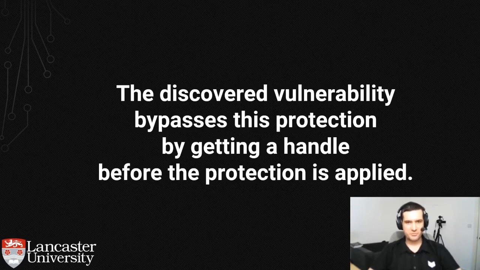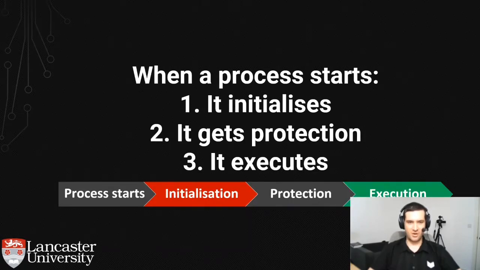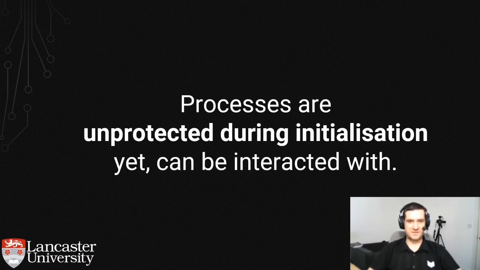Using different methods, we can obtain a fully privileged handle before the driver implements filtering. This is, in our opinion, caused by the sequence of operations happening when a process starts. When a process starts, it first initializes, then gets protection, and finally executes. This simple timeline alone allows us to see why this is problematic. Processes are unprotected during initialization, yet it is already possible to interact with them. Most notably, it is possible to use API functions taking a process ID as parameter, such as OpenProcess, that we use to obtain a handle.